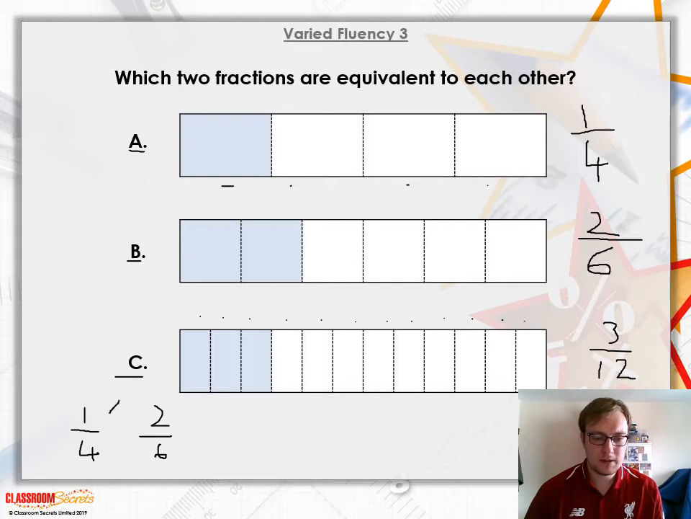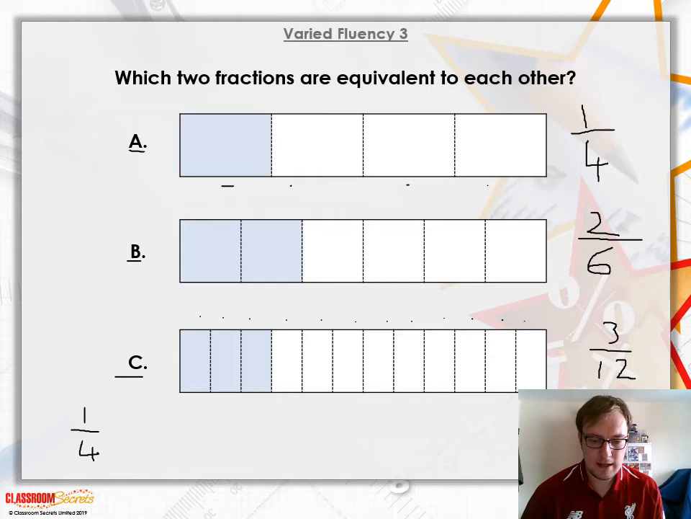Now, if I times this by 2, I'll get to 2. So I need to do the same to the bottom. Let's change to a different colour here. Times that by 2. 4 times 2 is not 6. It would actually be 8. So A and B, they're not equivalent to each other. Let's stick with 1/4 here.